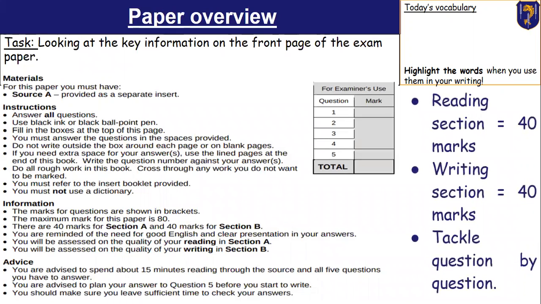You will have a reading section, which is your comprehension. So it's answering questions based on the text, and that's worth 40 marks. Your writing section, again, is worth 40 marks on its own. So it's really important, because this writing section makes up 1/4 of your English language grade. And if you put it alongside the writing section for language paper 1, that's 50% of your grade. It's half of your English language grade. You're going to tackle everything question by question and follow our advice.